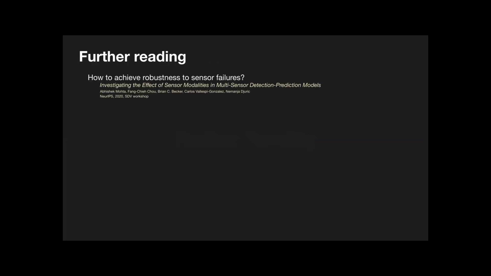For instance, we have seen that as models take more sensors, the probability of failure increases. How do we make them more robust to sensor failures? This paper investigating the effect of sensor modalities in multi-sensor detection prediction models covers this aspect and offers simple yet effective solutions.